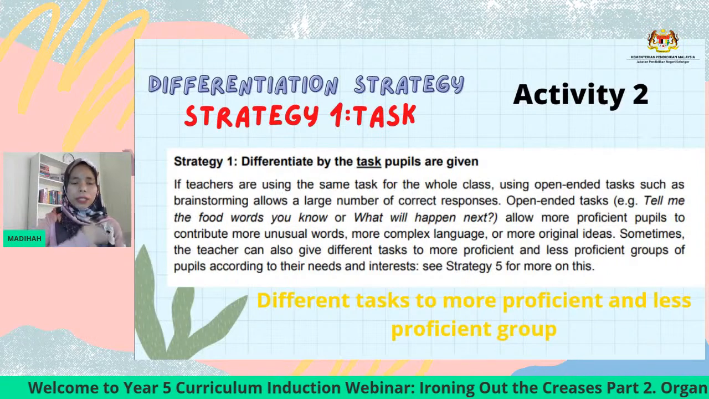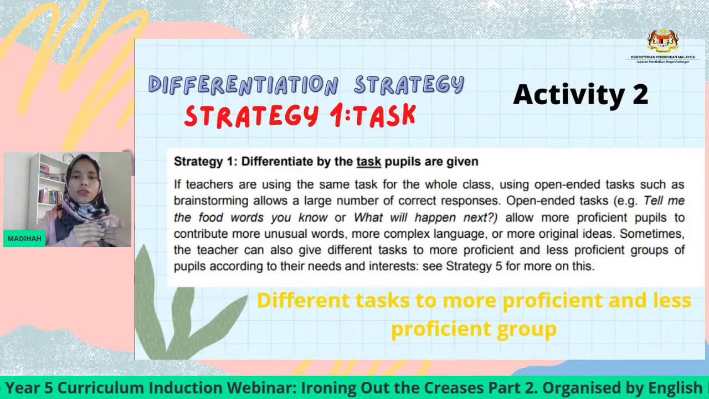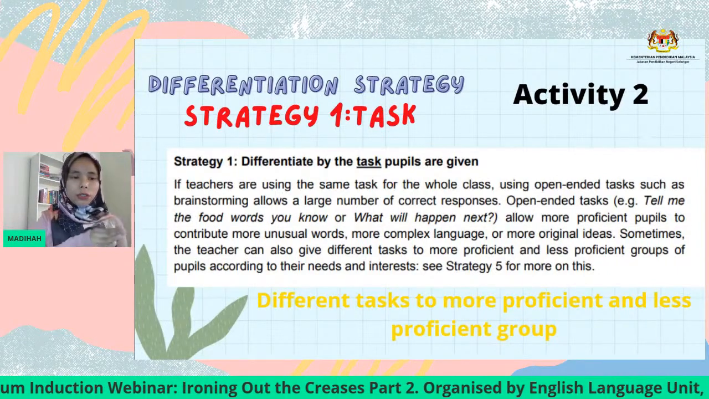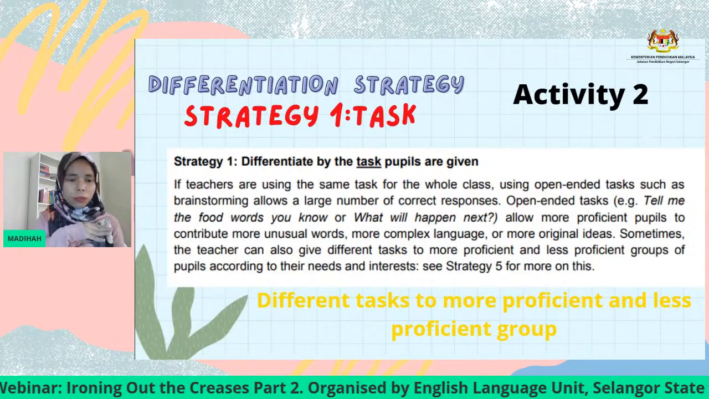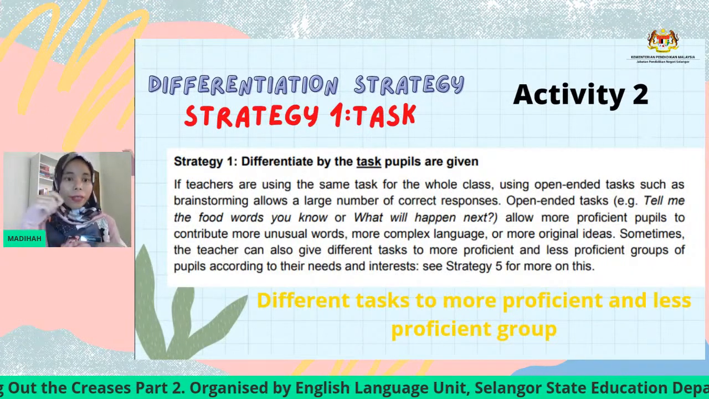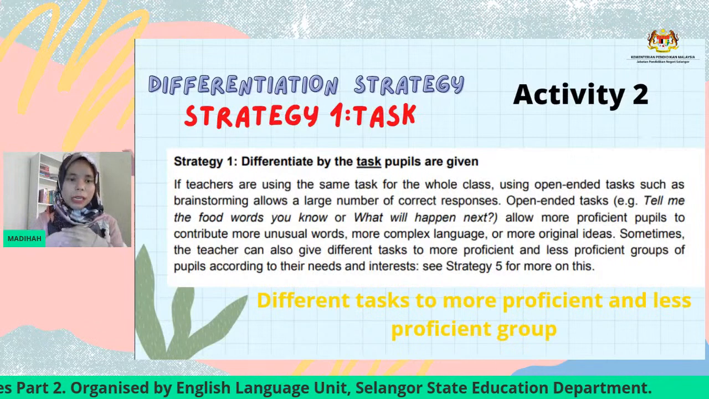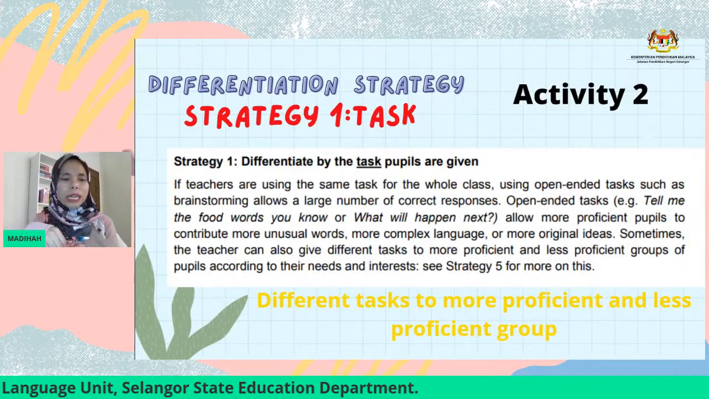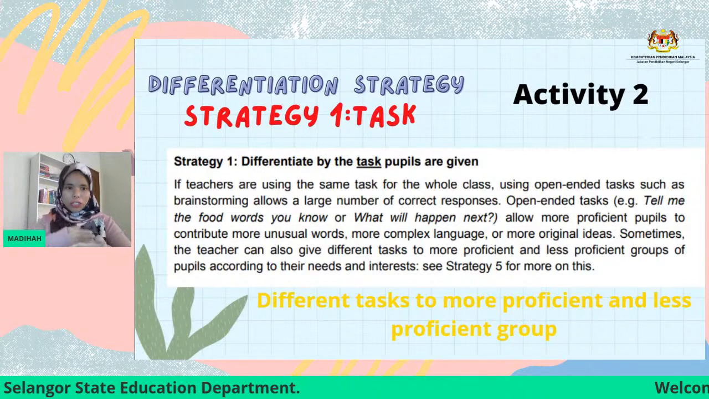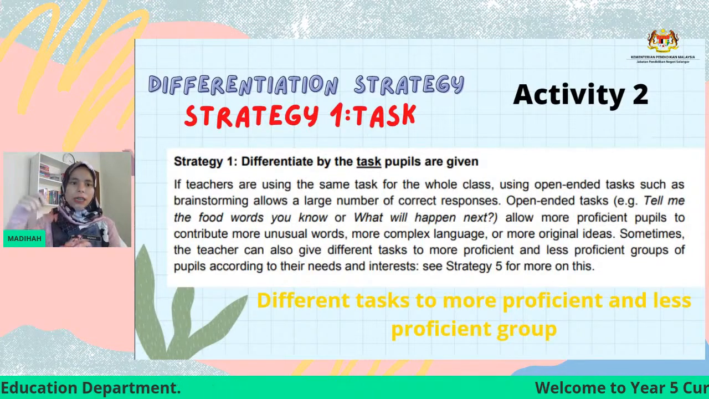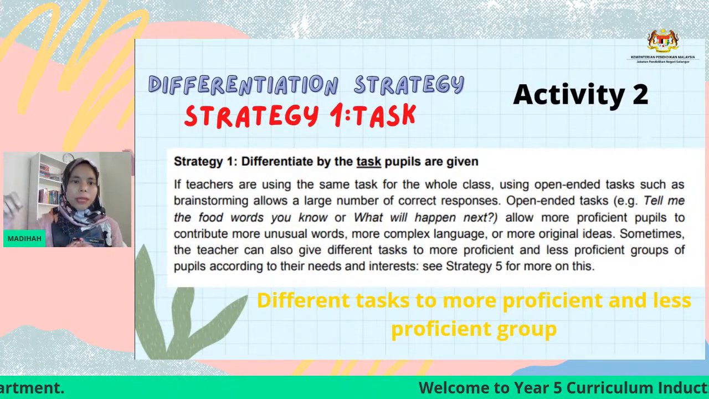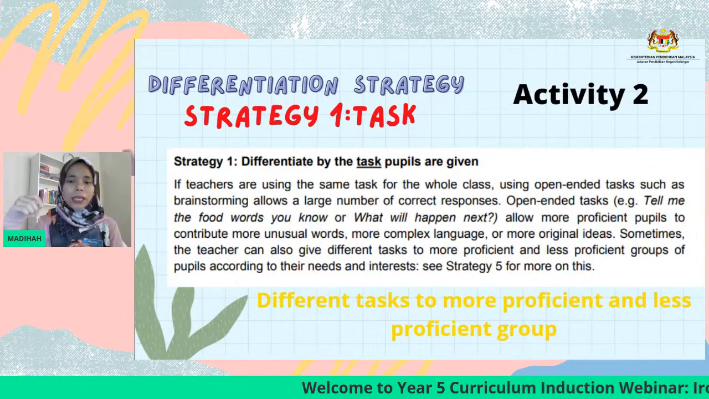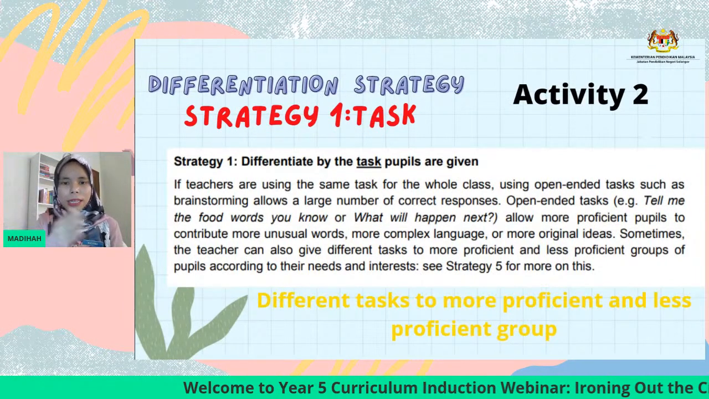For activity 2, the more proficient students will be given the freedom to write freely their thoughts on sumo wrestlers' lifestyle. But for the less proficient students, teachers will give more guidance, or maybe a structured question, where they can write in a structured manner. Okay. Next slide, please.